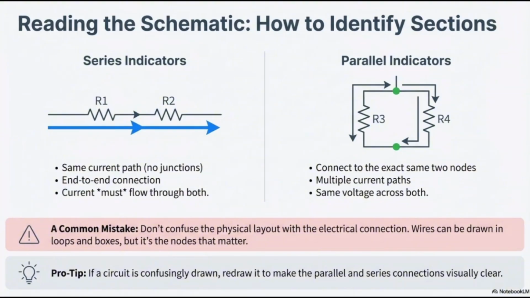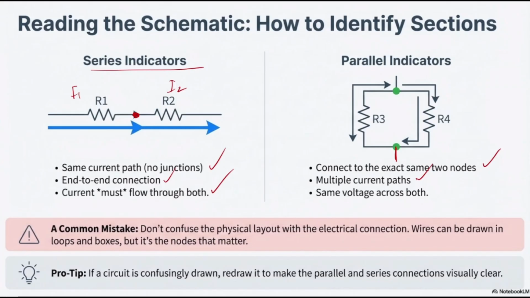So how do we identify the sections? Again, for identifying them, we can see that in series, when you do have two resistors or two components connected in series to each other, they do have the same current path. It means that I1 is going to be the same as I2 and so on. End-to-end connection: you can see that they only have one common connection, and current must flow through both of them. On the other hand, we do have the parallel connection. As you can see, they do have two common spots, and those are connected to the exact same two nodes.